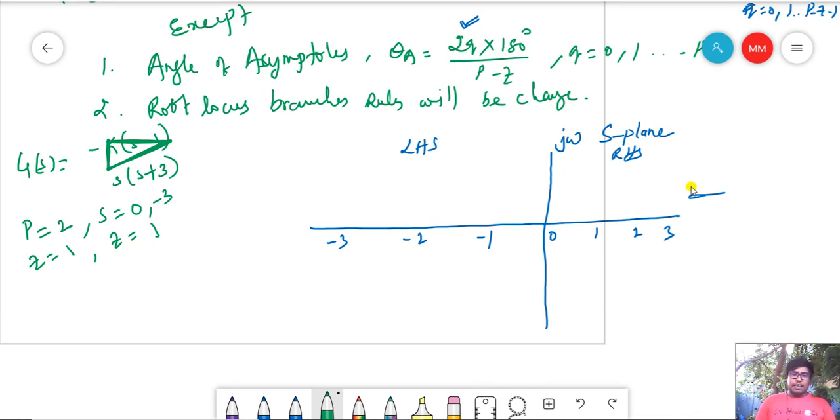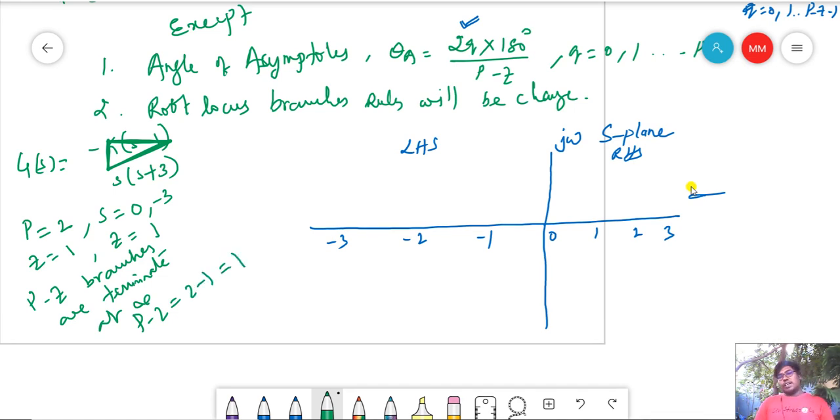So P minus Z branches will terminate at infinity. You know that one. So that is P minus Z branches or root loci terminate at infinity. How many is that? P minus Z, that means 2 minus 1, which is equal to 1. One branch will terminate at infinity, which means there is a virtual zero existing at the point of infinity.